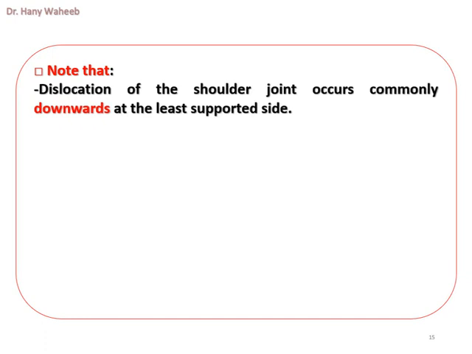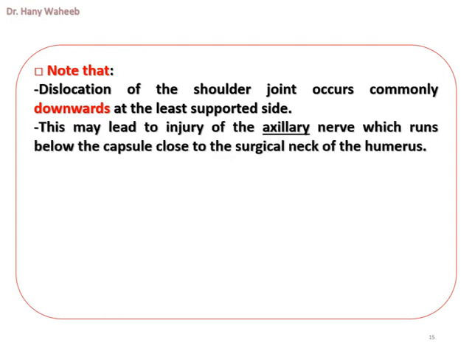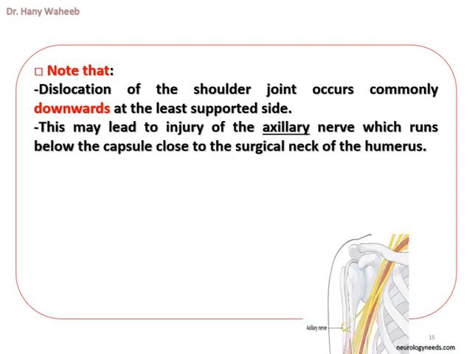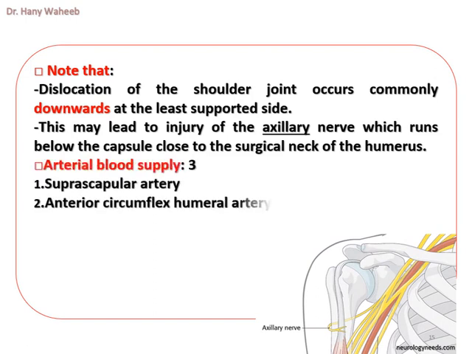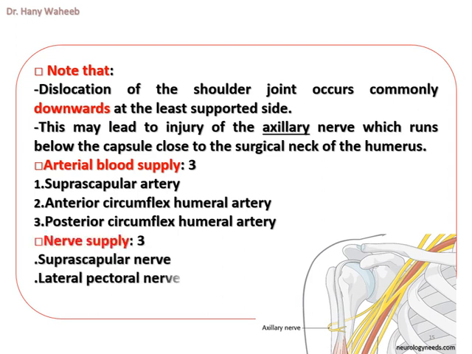Note that dislocation of the shoulder joint occurs commonly downwards at the least supported side. This may lead to injury of the axillary nerve which runs below the capsule close to the surgical neck of the humerus. Arterial blood supply, 3: suprascapular artery, anterior circumflex humeral artery, and posterior circumflex humeral artery. Nerve supply, also 3: suprascapular nerve, lateral pectoral nerve, and axillary nerve.